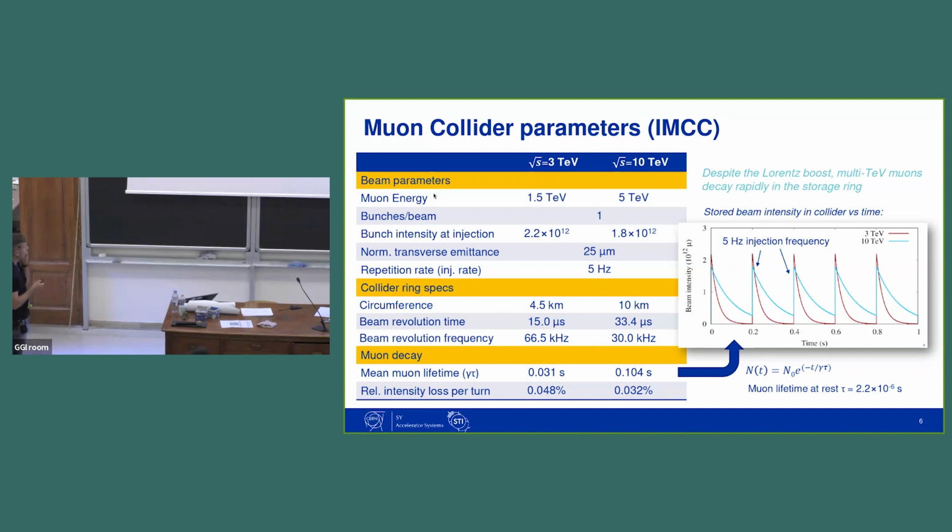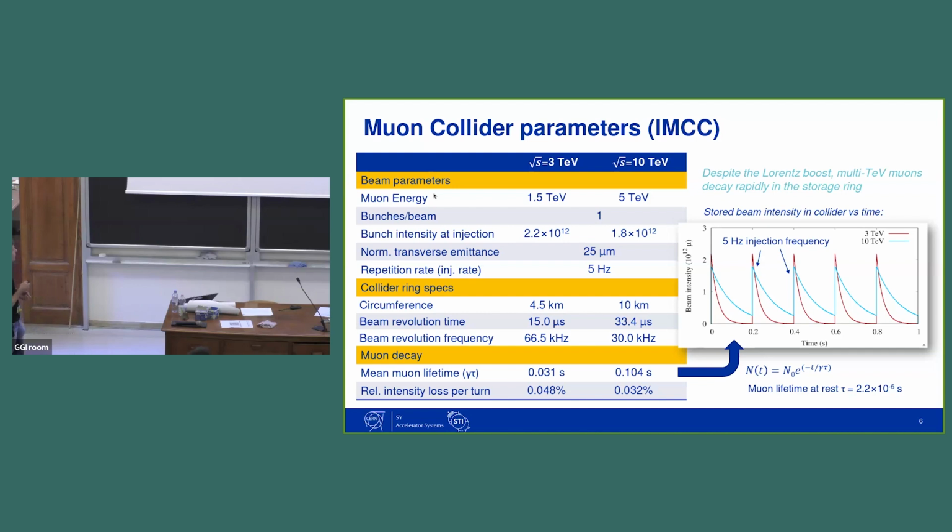Now, despite the Lorentz boost, these muons decay really rapidly in the storage ring. The mean muon lifetime at 3 TeV is around 30 milliseconds in the lab frame, while this is around 100 milliseconds for the 10 TeV collider in the lab frame. So you can see here the exponential decay of the beam intensity. This goes, as you see, quite fast. So we reach very low intensities very quickly. So we have to inject new bunches very frequently. And this is done here with a 5 Hertz injection frequency. This means every 200 milliseconds, a new bunch is injected.